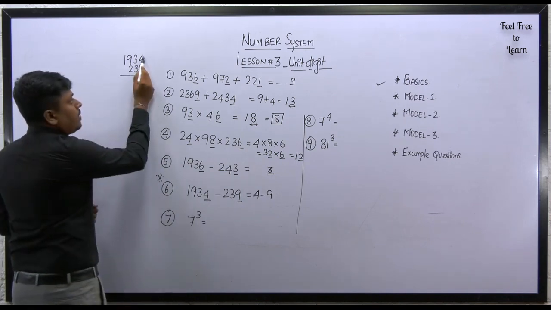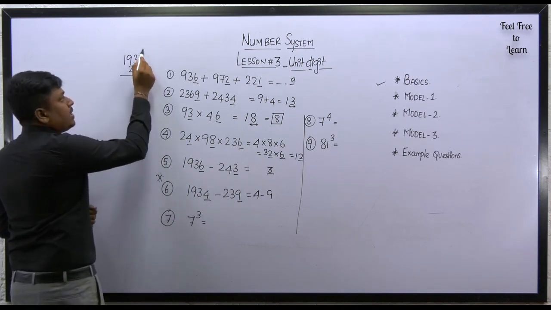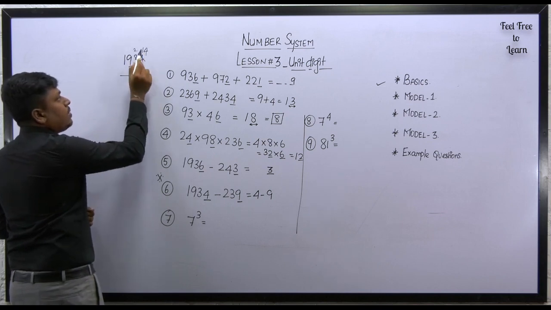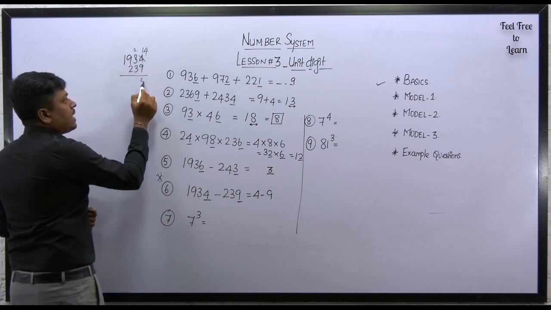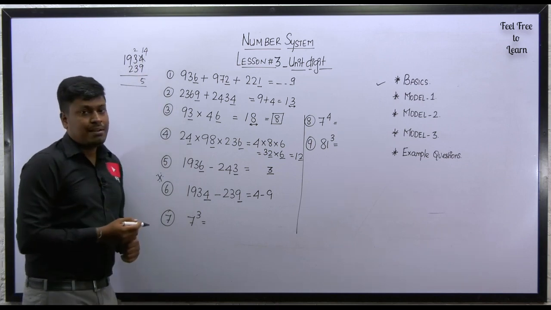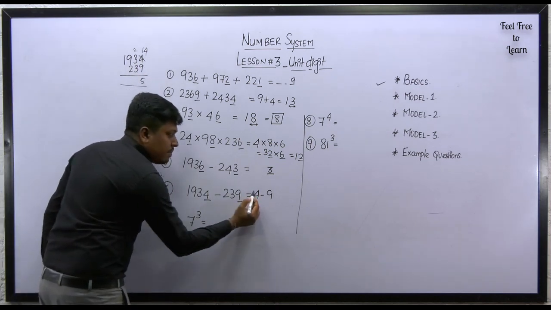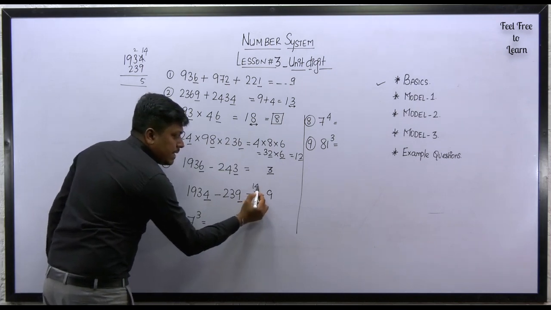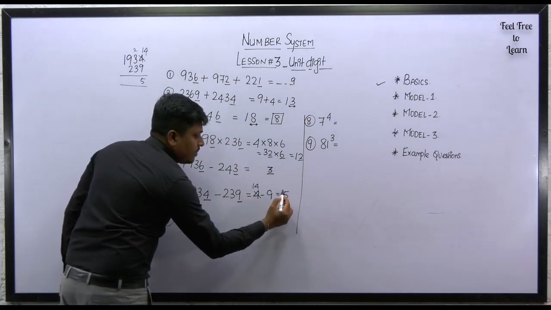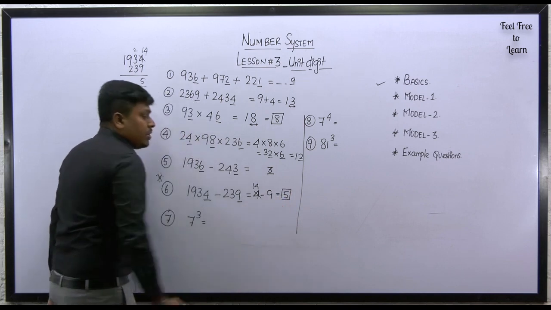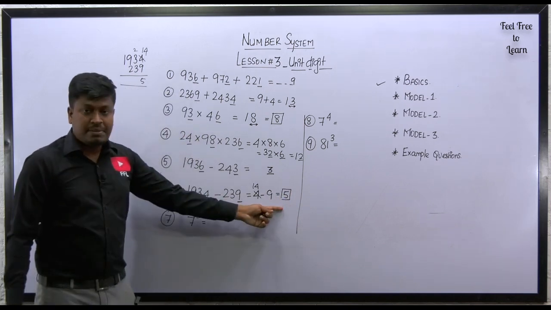So here you have 4 and 9, right? So usually you will write it as 14, carry 1, yes or no? 14 minus 9 will be 5. This is the way we used to calculate. Similar process. So 4 minus 9 we have to subtract, cancel it, 14 minus 9 will be 5. So finally the unit digit of the final answer will be 5.